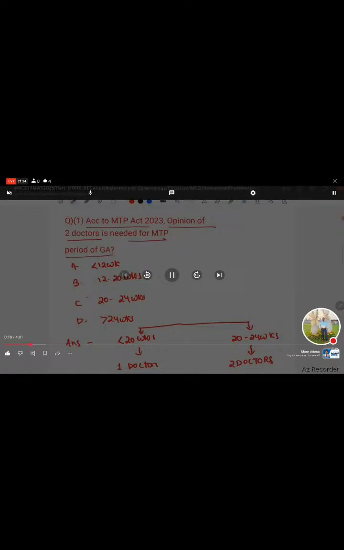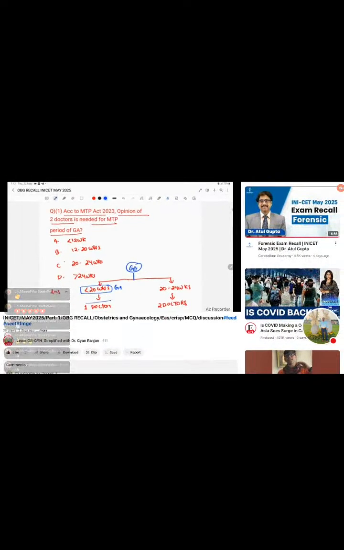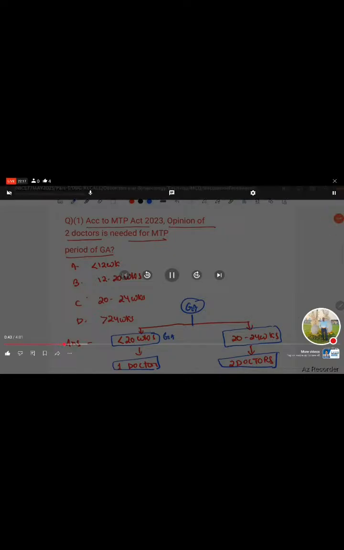The answer is basically very simple. If you divide by gestational age, if it is less than 20 weeks, then 1 doctor's opinion is needed. And if the gestational age is 20 to 24 weeks, then 2 doctors' opinions are required. Okay. So the answer will be 2 doctors are needed between 20 to 24 weeks.